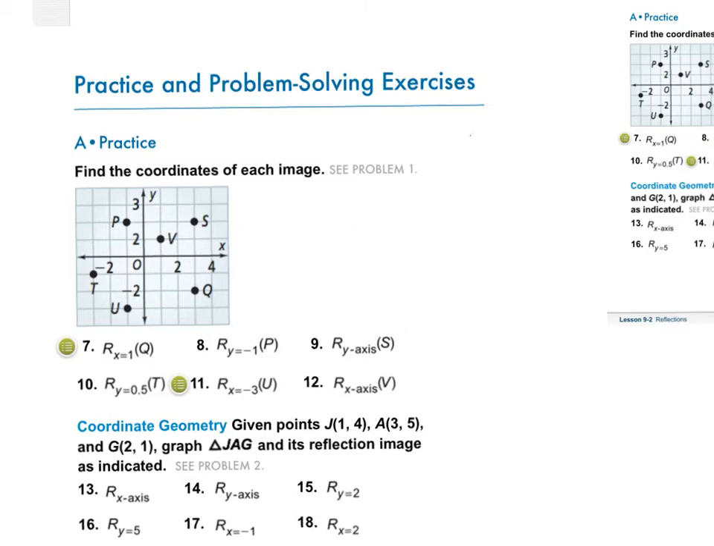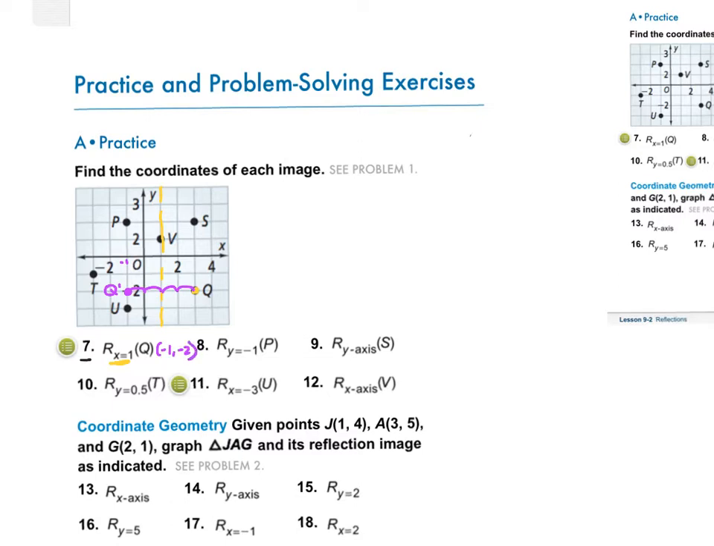Okay, so for the next set, it said to find the coordinates of each image. So for 7, you wanted to find Q and then flip it over x equals 1. X equals 1 is this line here. Q is here, which is 2 units to the right of that. I went 1, 2, so I'm going to go 1, 2 to the left. This would be that reflection, which is -1, -2.